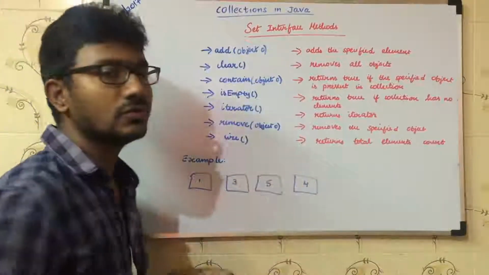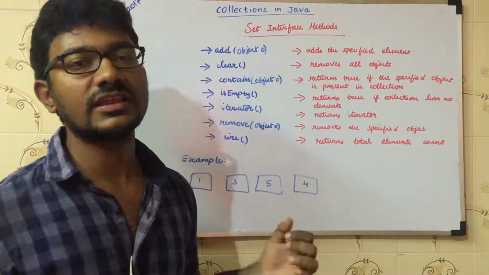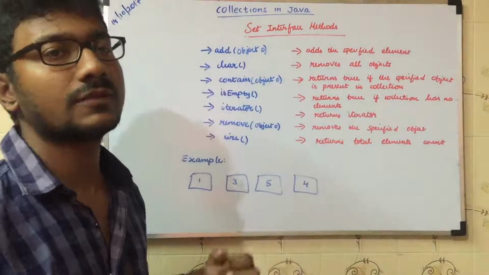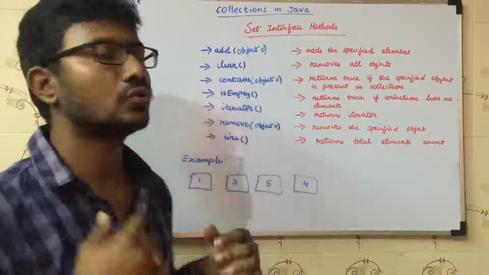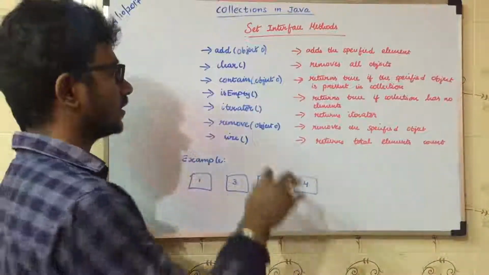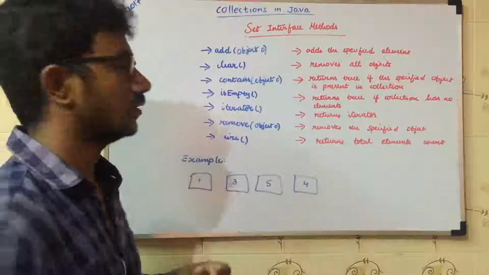Is empty, it will try to check whether a set is empty, whether the set doesn't contain any elements at all. If the set has some elements, it will return false. If the set is empty, it will return true. Iterator, we'll talk more about this in upcoming videos. For now, just consider that when we invoke this method, it will return some iterator object.